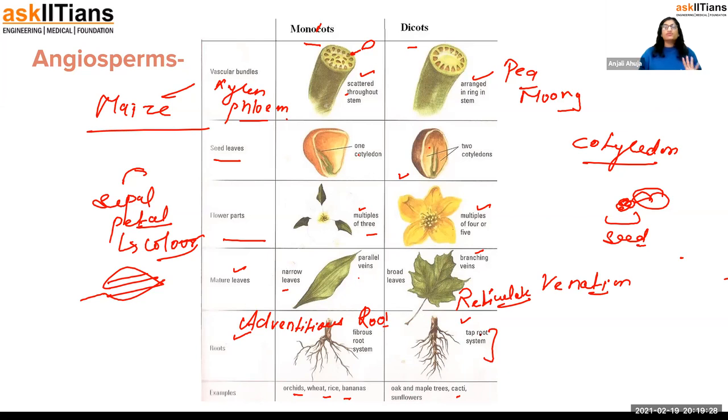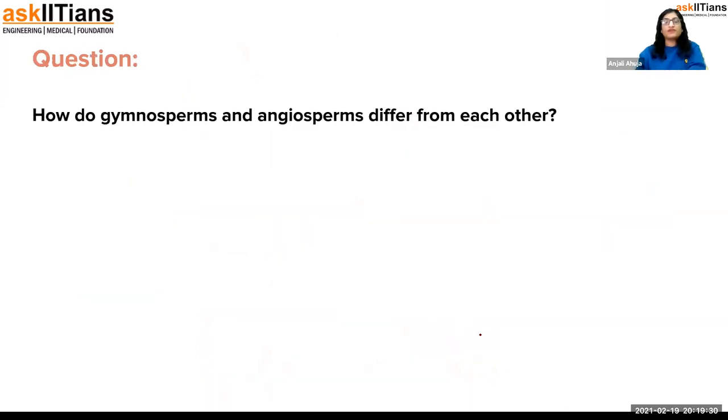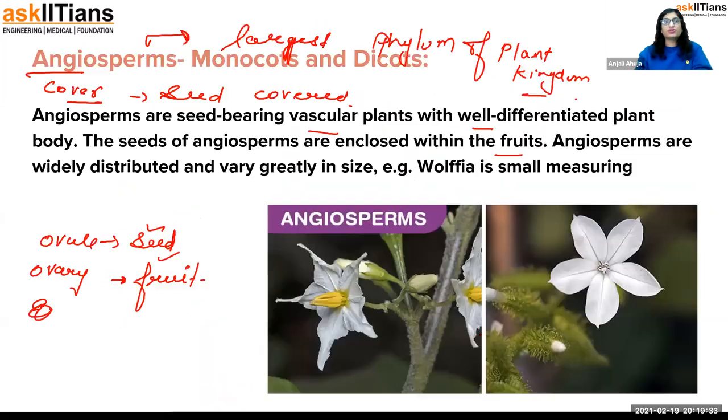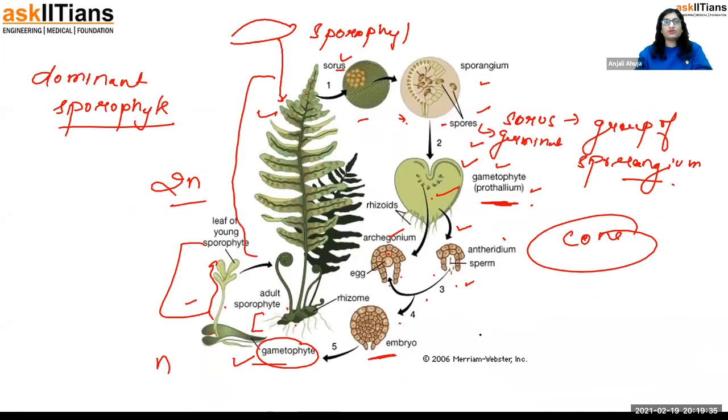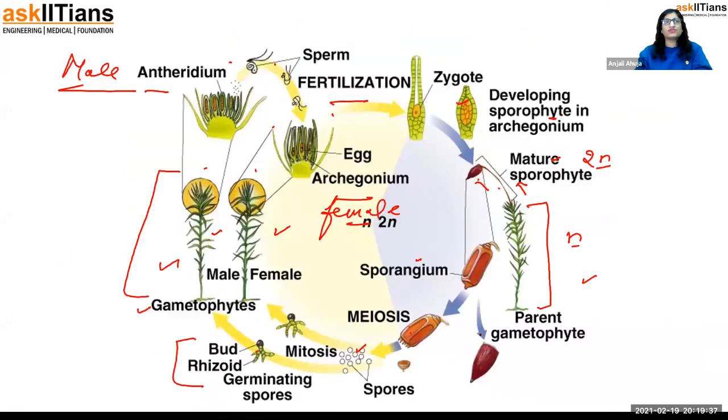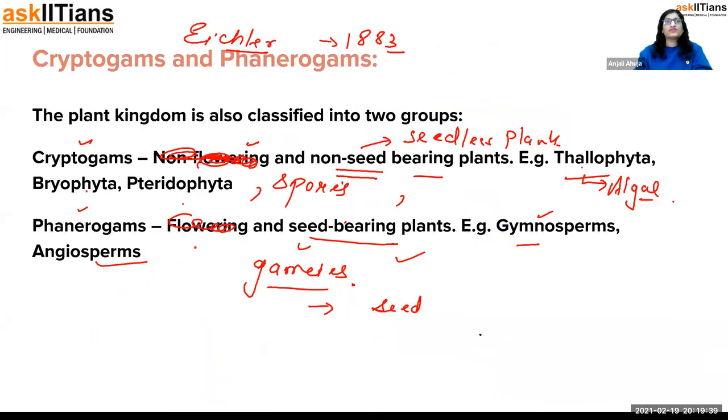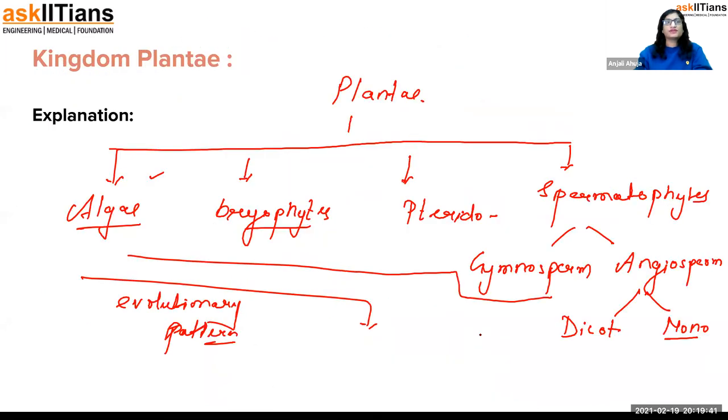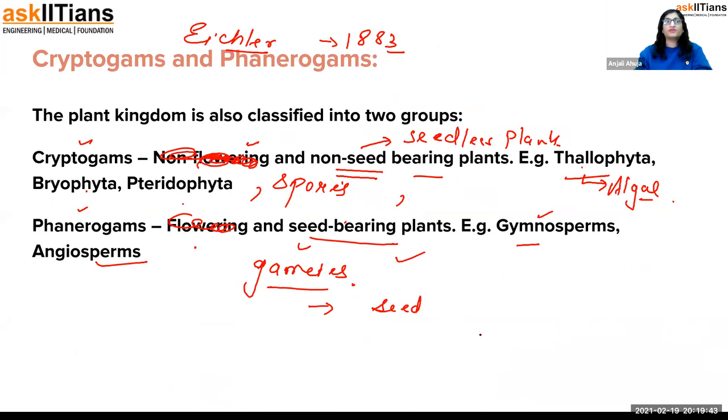Watch this video again, you will be able to understand, because we have covered most of the things. I'm just going to show you things again so that you do not forget. It's very easy, don't worry. So first we have talked about the classification, simple classification. Then we talked about cryptogam and phanerogam, how they are different from each other.